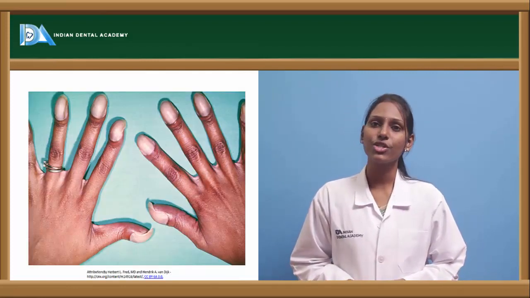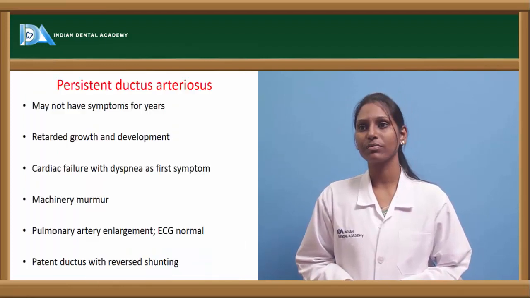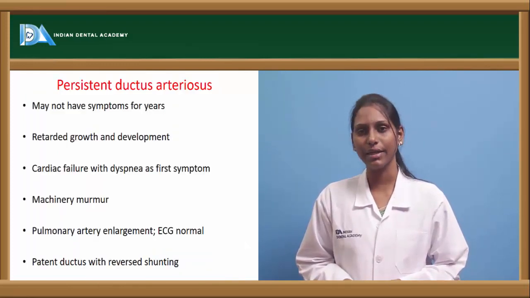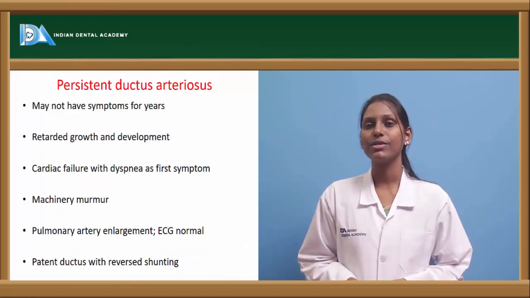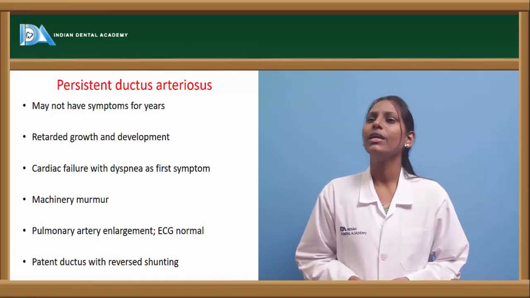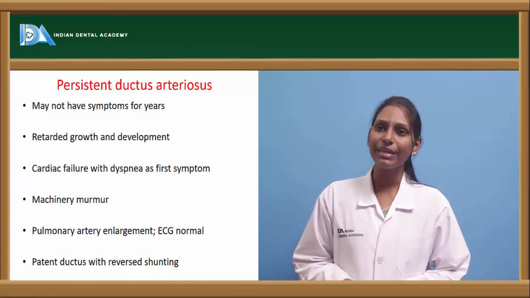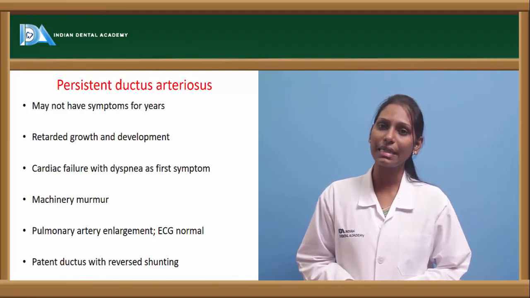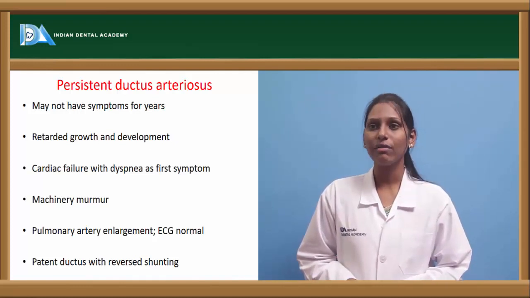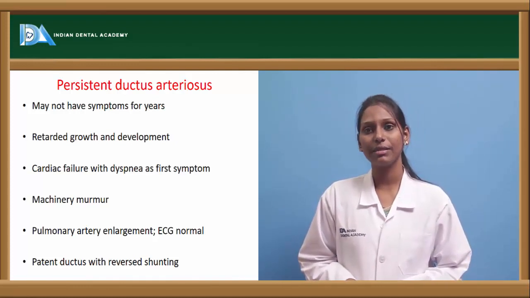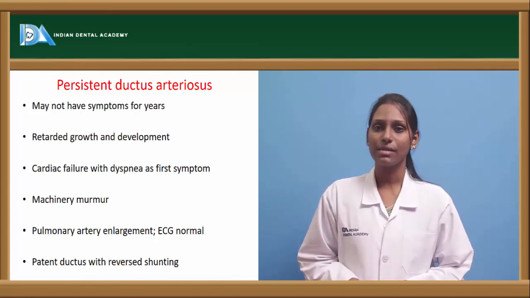So this is a picture which is showing clubbing. And then we have persistent ductus arteriosus or patent ductus arteriosus. As we have discussed the pathology, normally they may not have symptoms for years. Patients usually manifest with retarded growth and development. They will have cardiac failure with dyspnea as a first symptom. Machinery murmur is a pathognomonic feature of patent ductus arteriosus.